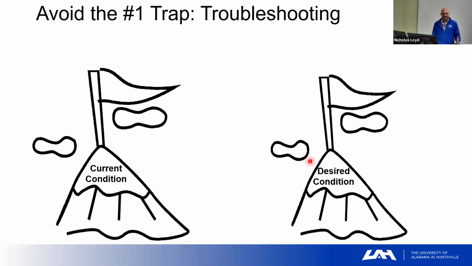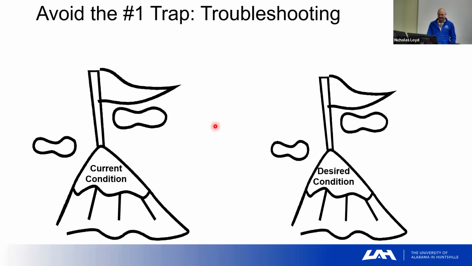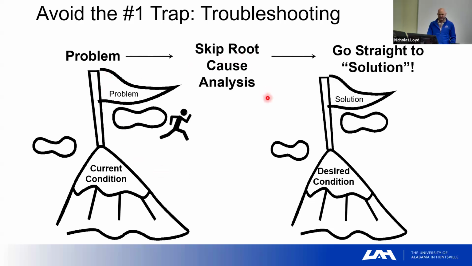Some of y'all who had me as undergrads have seen some of this before and heard it from me. The number 1 trap is falling into this step 1 and then trying to identify, here we are, here's where we want to be, there's a gap, there's a problem, and trying to skip the root cause analysis and go straight to some perceived solution.